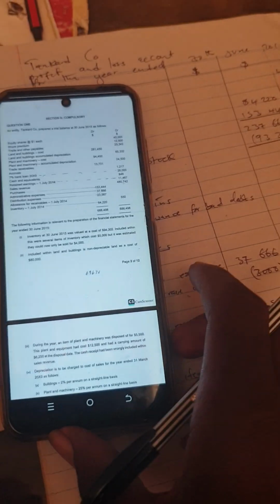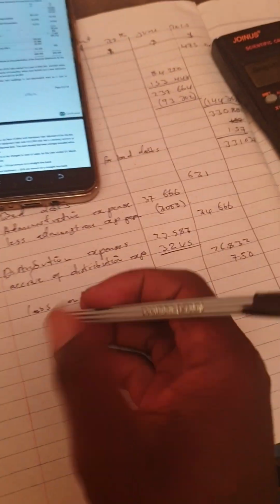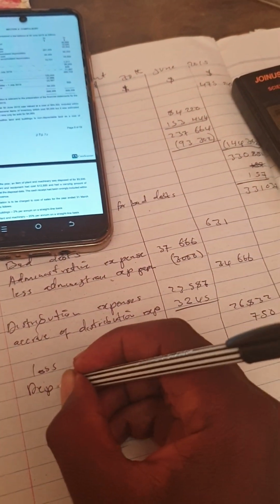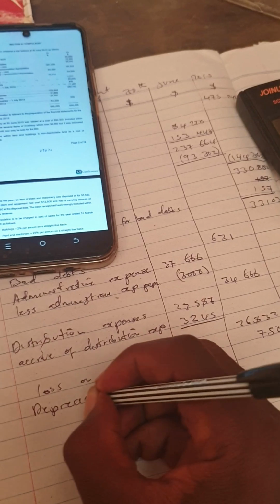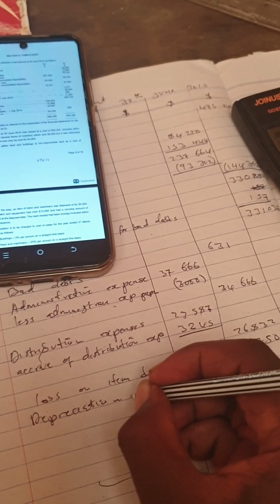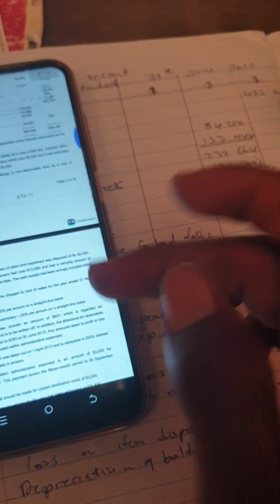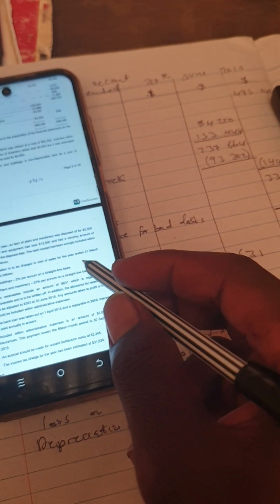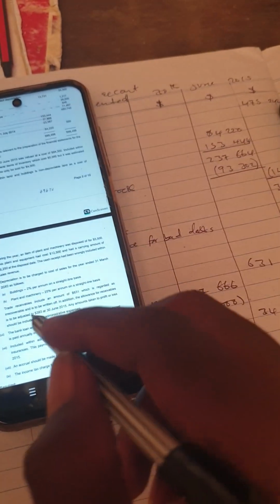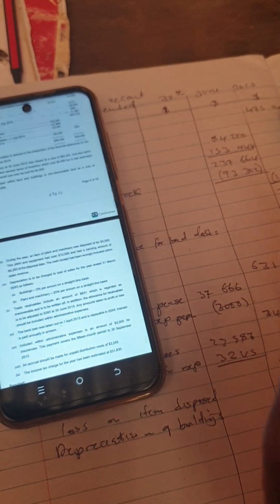Okay, so next, we don't have any other expenses apart from the interest. Okay, yeah, we have depreciations. So we're going to start with the depreciation of buildings. The statement is here. They're saying building is charged to the cost of sales for the year ended 31st. Then they're saying buildings 2% per annum on a straight line basis.